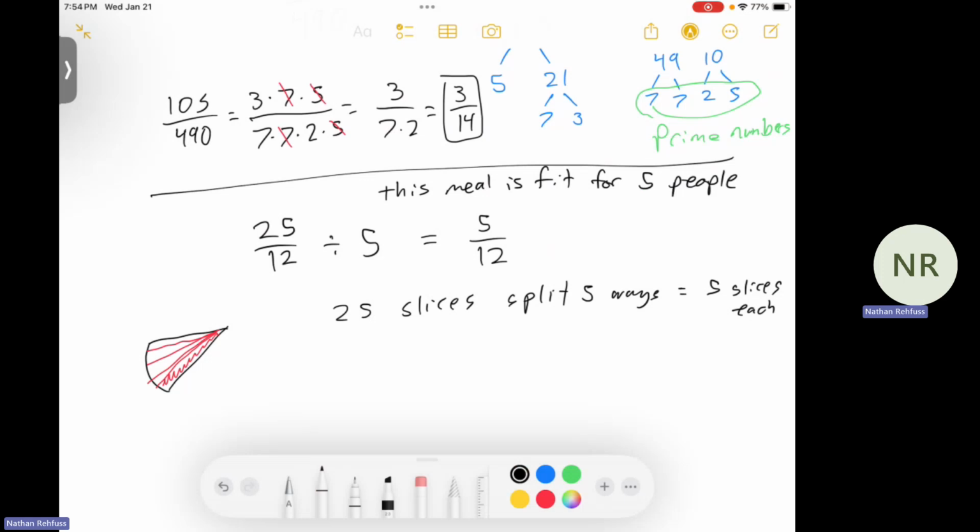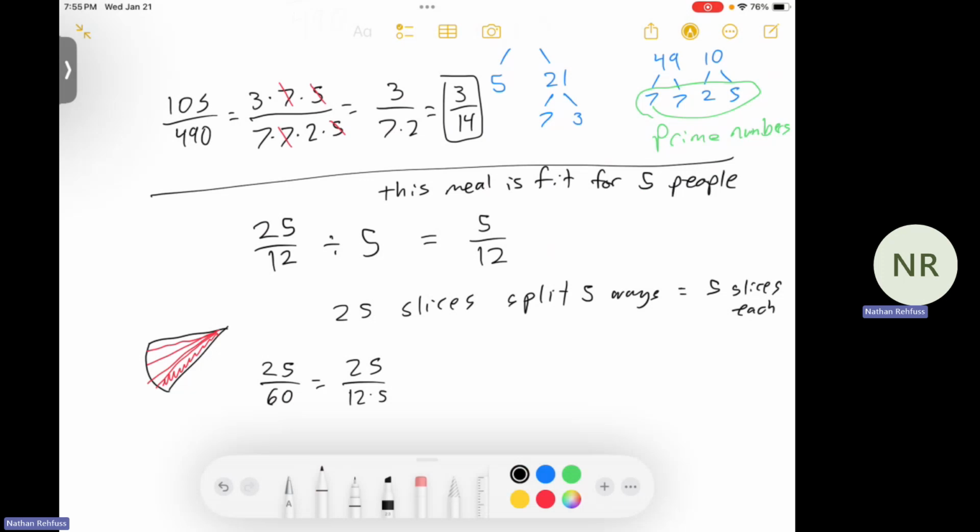So you could also say your answer is 25 over 60, where 60 is 12 times 5. I split each slice into 5 pieces, and so there's 5 times as many slices. We each still get 25 slices because there's 5 times as many. There's enough for all of us.